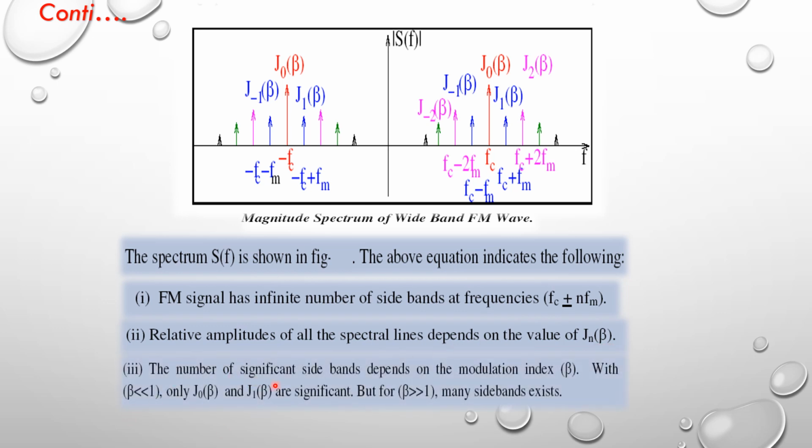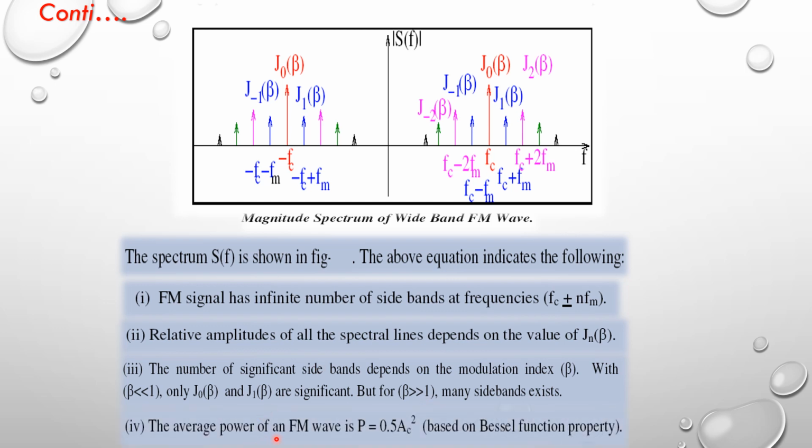The number of significant sidebands depends on the modulation index beta. With beta less than 1, only J naught of beta and J1 of beta are significant. So when beta is less than 1, we get only Fc, Fc plus Fm, and Fc minus Fm. But for beta greater than 1, we get many sidebands. So many sidebands exist when beta is greater than 1.